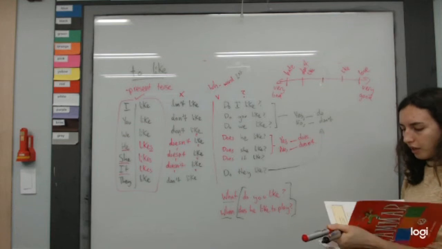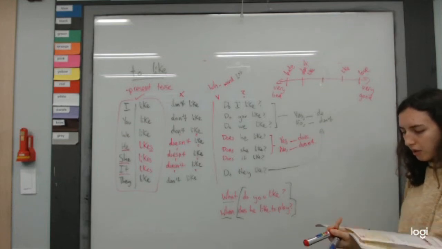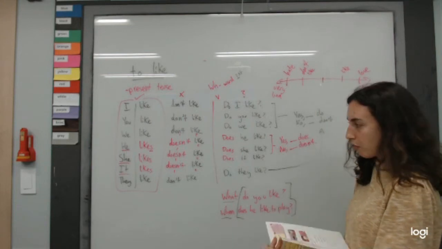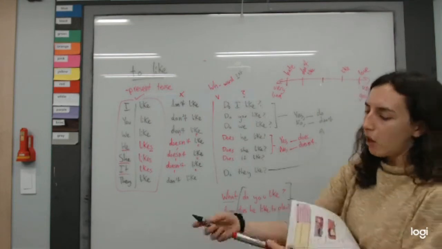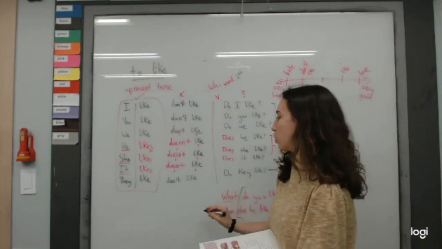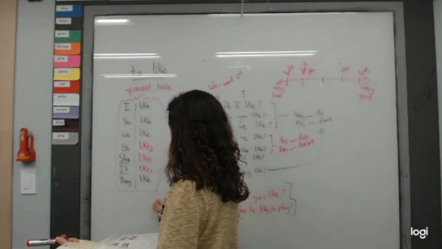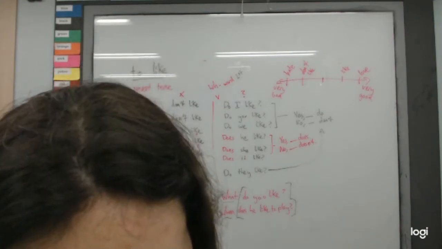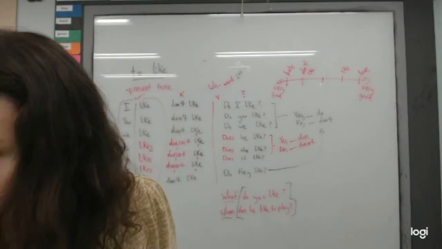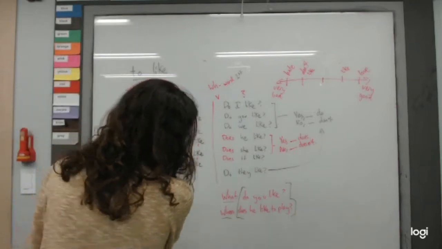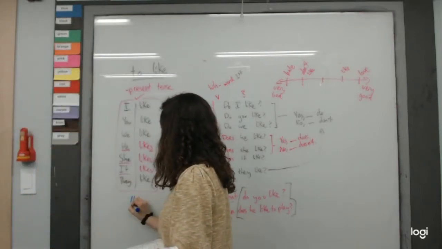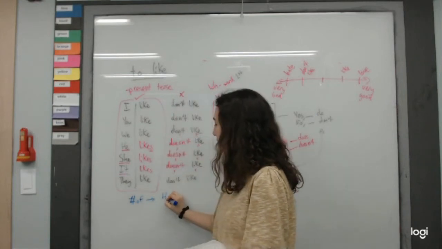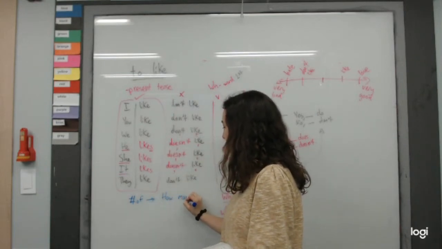So let's look at the book on page, actually before we do, we have to talk about one more thing. Okay, so we have one more kind of question we want to talk about. If we want to know the number of something, oh no, where's the good marker? Okay. So if we want to know the number of something, we have to ask how many.